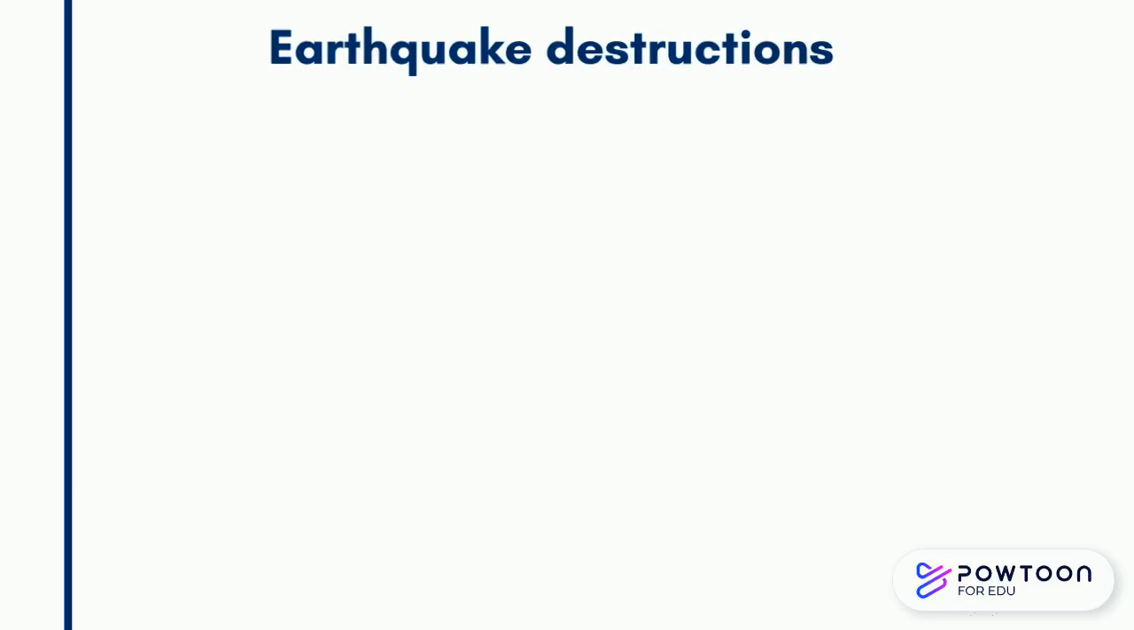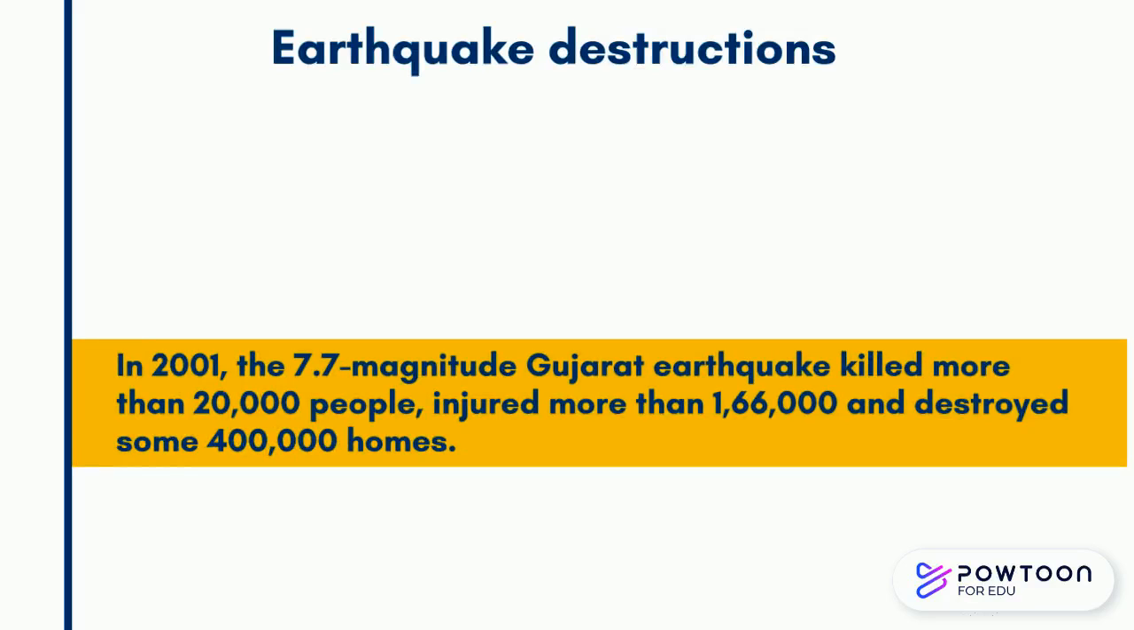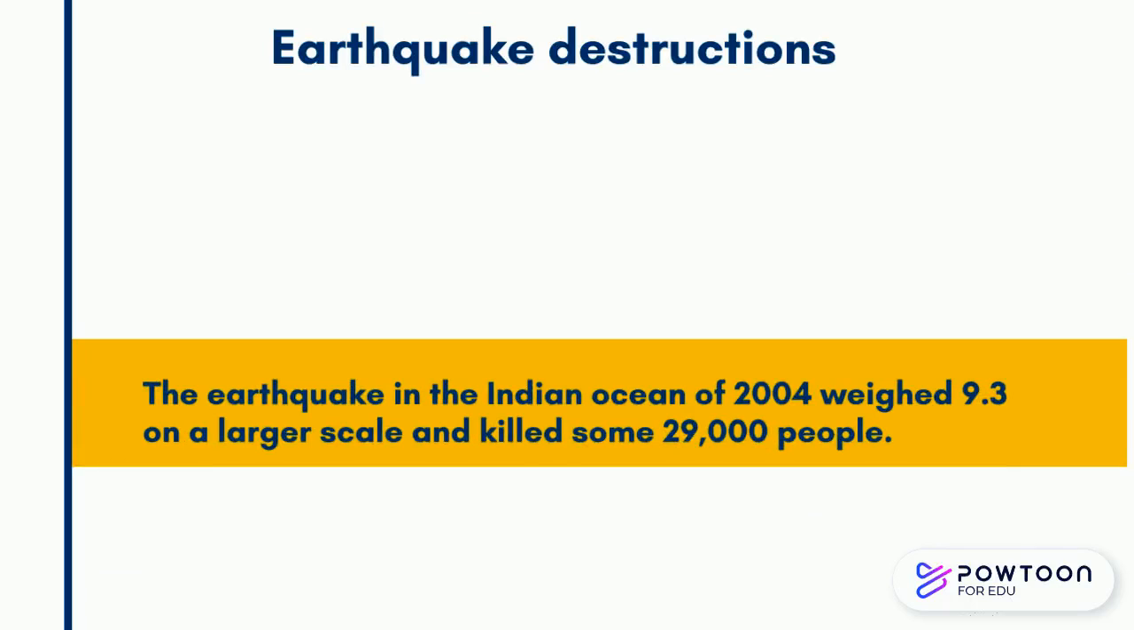In 2001, the 7.7 magnitude Gujarat earthquake killed more than 20,000 people, injured more than 166,000, and destroyed 400,000 homes. The earthquake in the Indian Ocean in 2004 measured 9.3 on a larger scale and killed some 29,000 people.